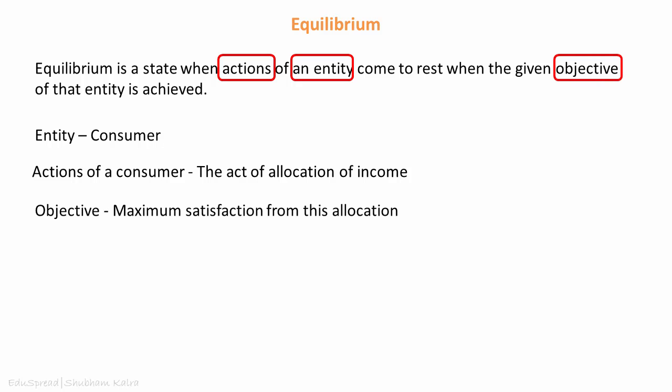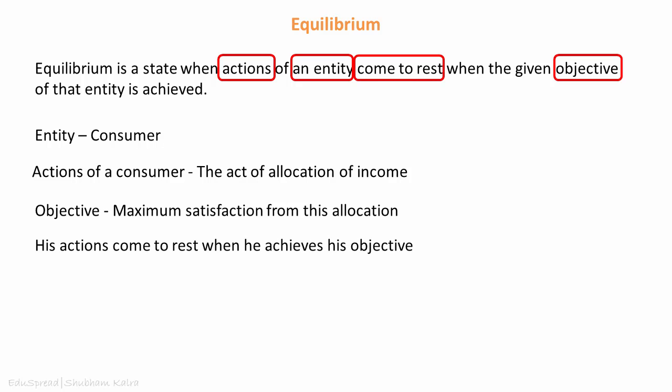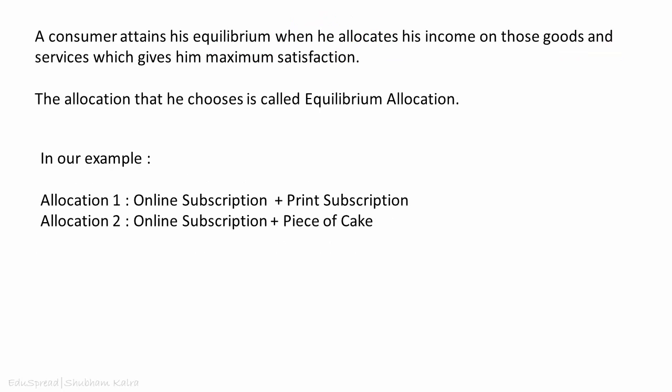And his objective is to do this allocation of income in a way so that he could obtain maximum benefit from this. And his actions come to rest when he achieves his objective of obtaining maximum satisfaction. So a consumer attains his equilibrium when he allocates his income on those goods and services which gives him maximum satisfaction. And the allocation that he chooses is called equilibrium allocation.